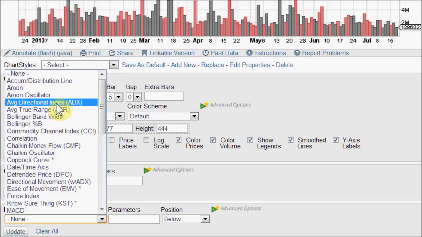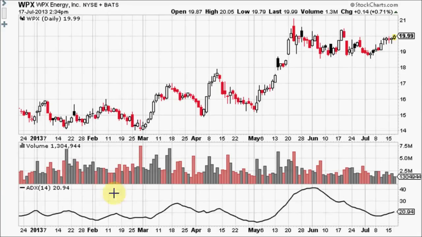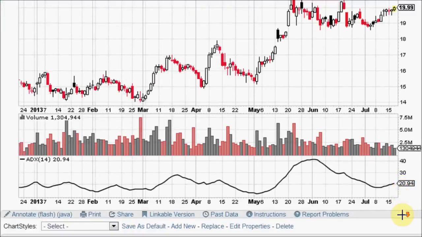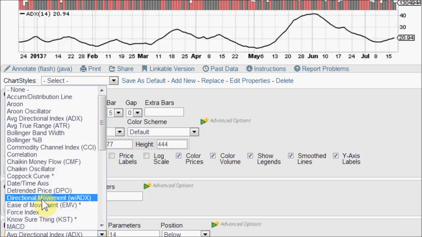This first one just shows the ADX, and what it does is it shows the strength of a trend. It does not indicate which way the trend is. Anything over 20 means a stock is trending strongly. But let's go back and load the full ADX here, which is called the W/ADX directional movement.